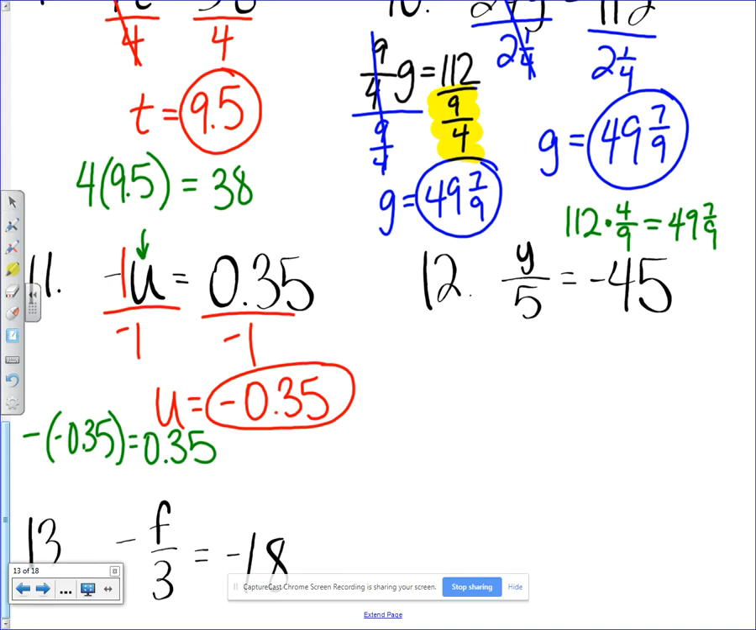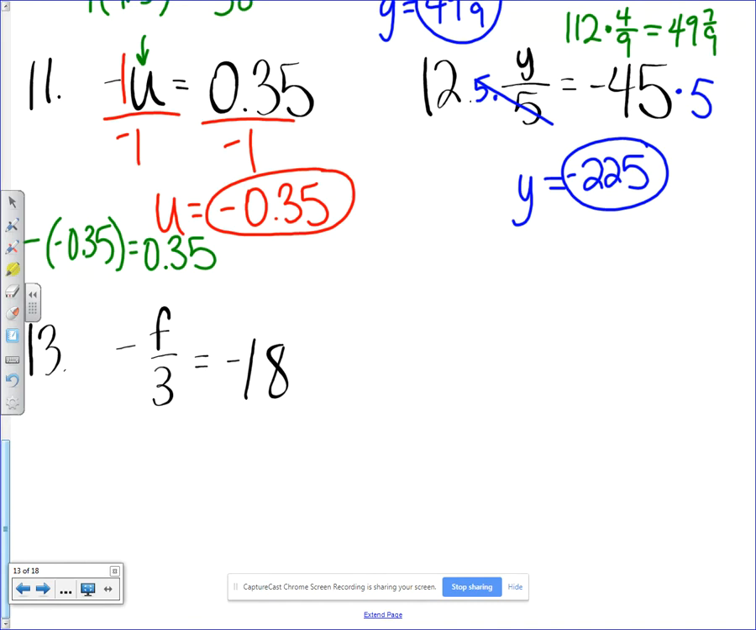All right, number 12 over here. Notice that y is being divided by 5. The opposite of dividing by 5 is multiplying by 5. And we're going to do that to both sides. So I get that to cancel. Y equals, and then we're going to calculate this. And I have y equals -225. All right, one more down here.